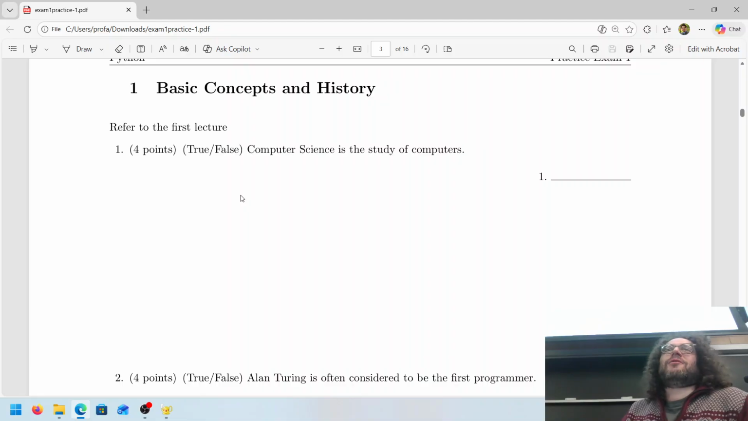Where does the word algorithm come from? Anyone? Yes? Yes, the Latinized name of Al-Khwarizmi. Al-Khwarizmi, a Persian mathematician. So it got Latinized to Algorithmi, right?